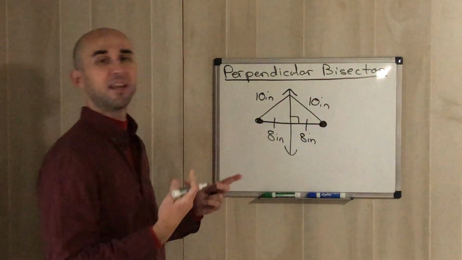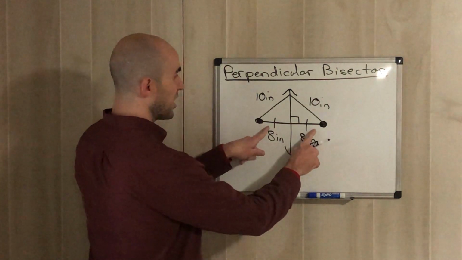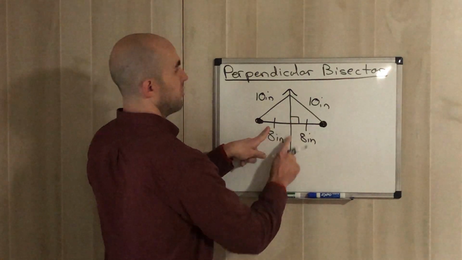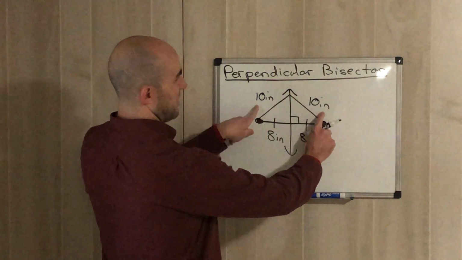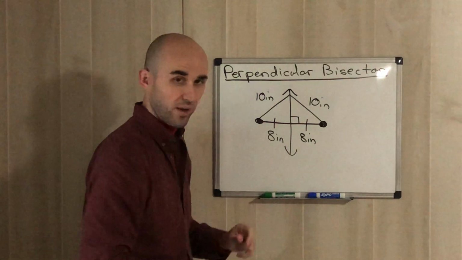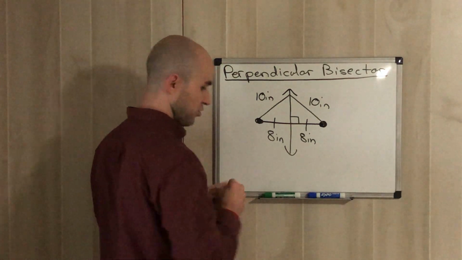Because the idea of a perpendicular bisector says if these two are congruent and there's a right angle showing it goes straight, then automatically these two are congruent. Always. The opposite way is true too.